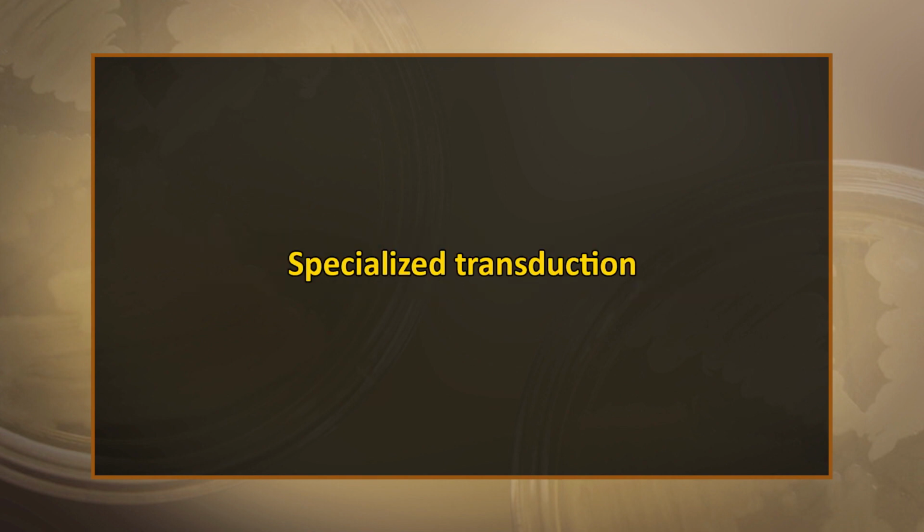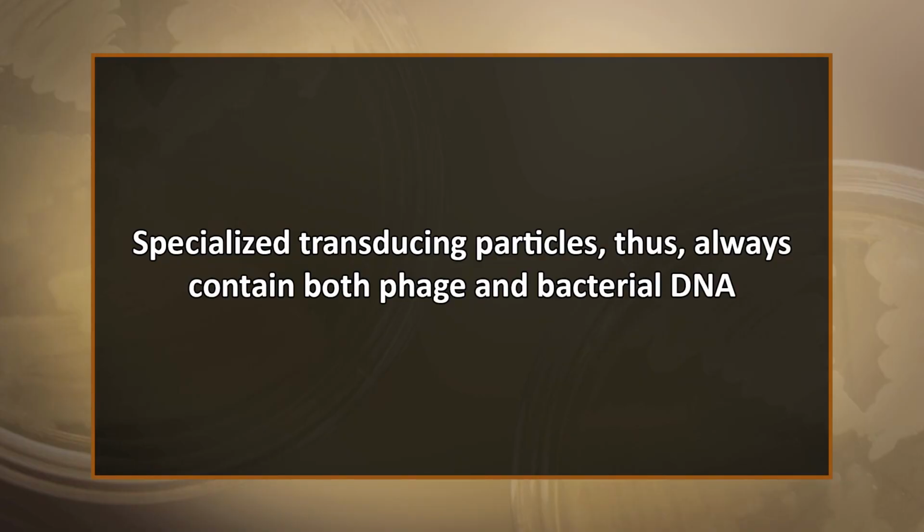Number 2, specialized transduction. In specialized transduction, a recombination event involving the host chromosome and the phage chromosome occurs, producing a phage chromosome containing a segment of bacterial DNA. Specialized transducing particles thus always contain both phage and bacterial DNA. Specialized transduction is so named because a given virus transduces only genetic markers of the host that are located in one small region of the bacterial chromosome.